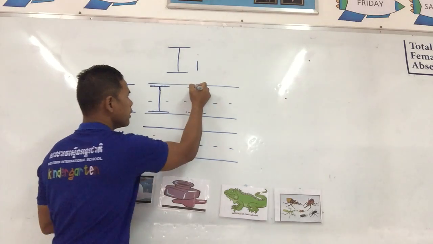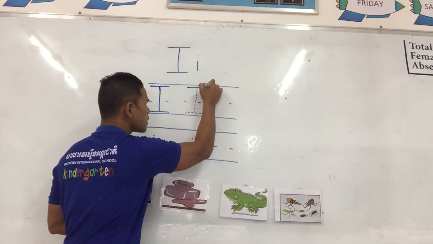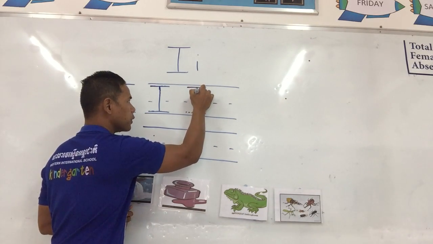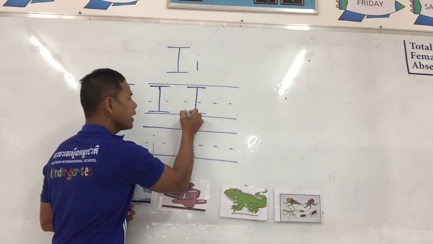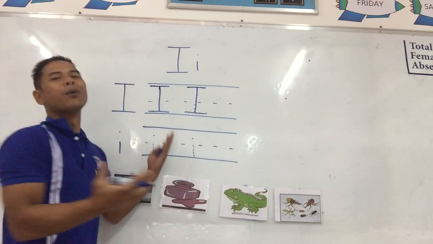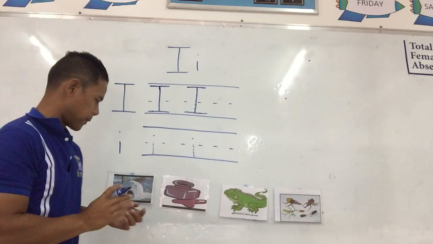Okay, one more time. From the top, we go across, down, and across. We have the big I.